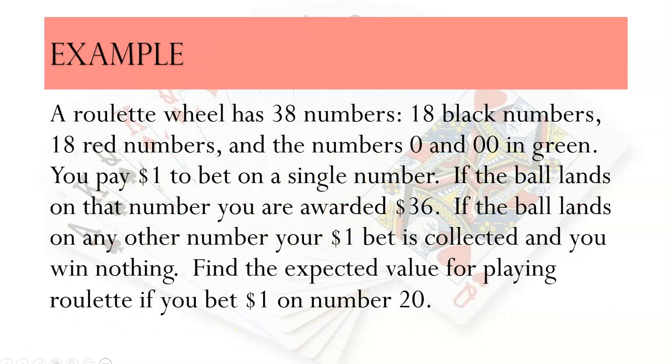The next one says a roulette wheel has 38 numbers, 18 black and 18 red, and the numbers 0 and 00 are green. You pay $1 to bet on a single number, and if the ball lands on that number, you're awarded $36. If the ball lands on any other number, your dollar bet's collected and you win nothing. Find the expected value for playing roulette if you bet $1 on number 20.